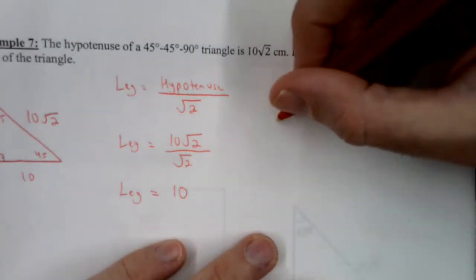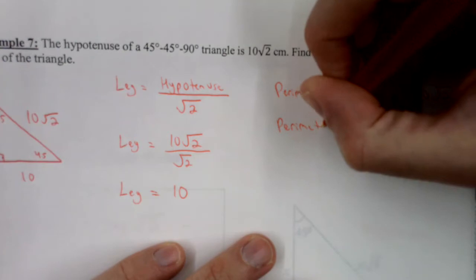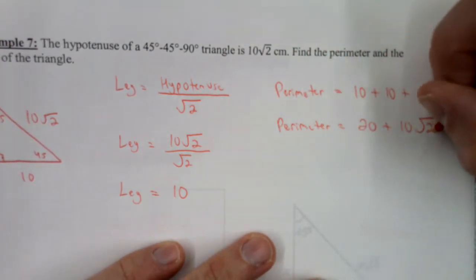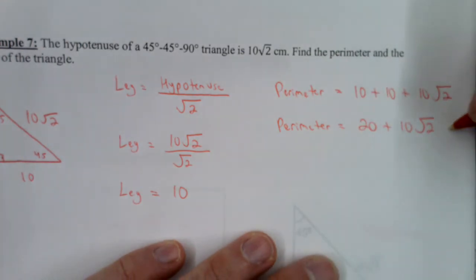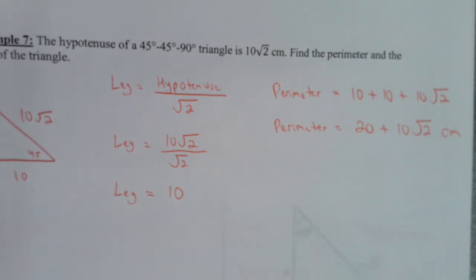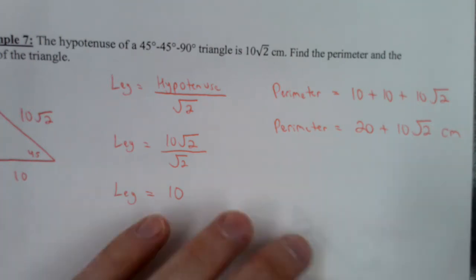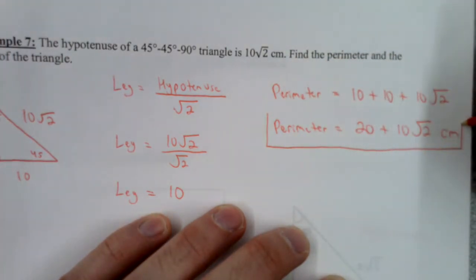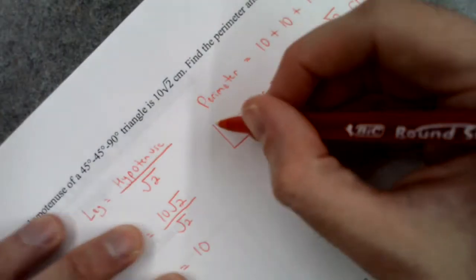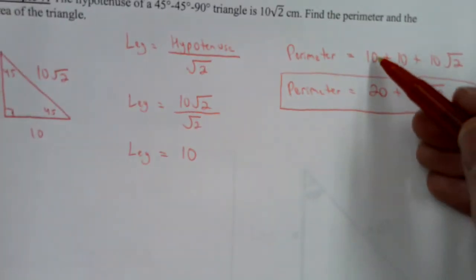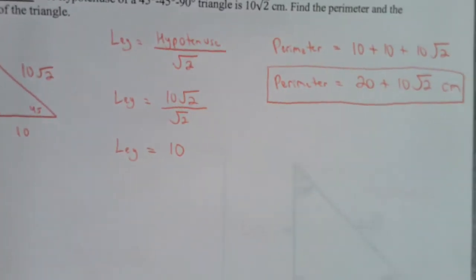So you're going to say perimeter equals 20 plus 10 square root of 2 centimeters. Think about it like if it was 10 plus 10 plus 10x. You would say 20 plus 10x. Same thing here. We add the numbers without the square roots together, and then add the square roots together. In this case, I just added these two 10s to get 20.